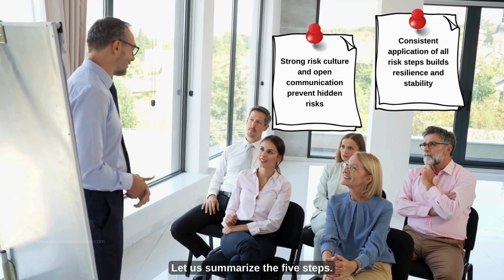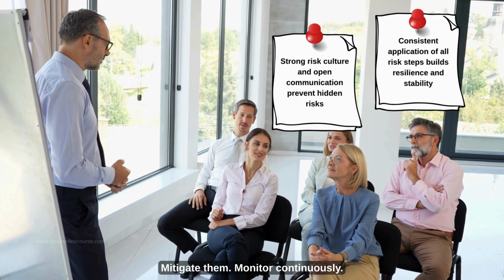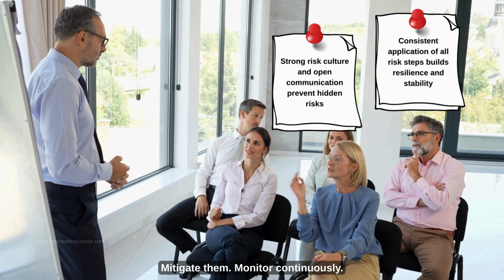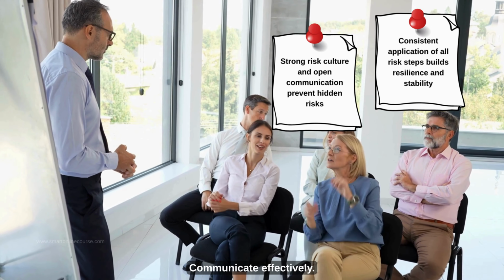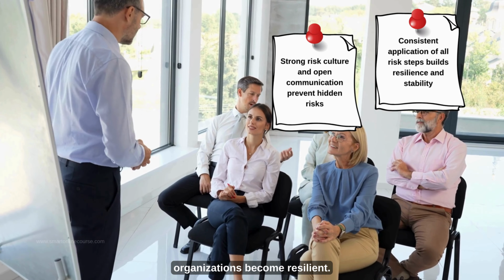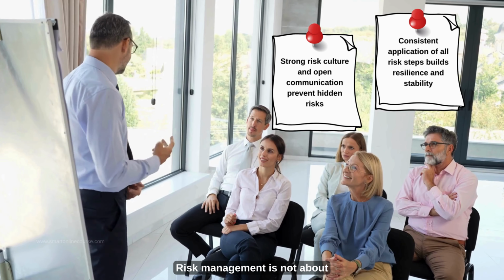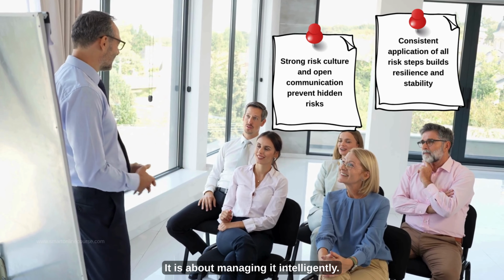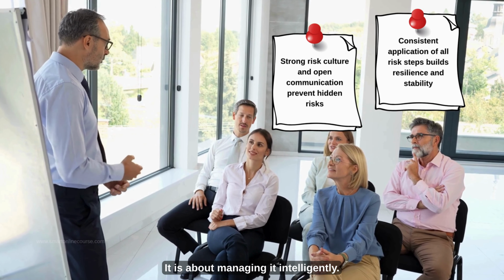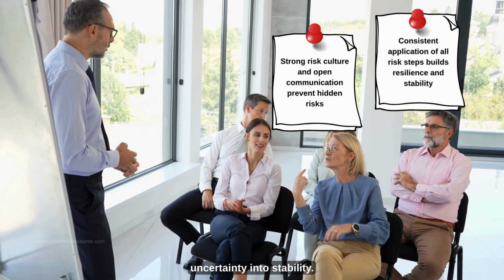Let us summarize the 5 steps. Identify risks. Assess them. Mitigate them. Monitor continuously. Communicate effectively. When these steps are followed consistently, organizations become resilient. Risk management is not about avoiding uncertainty. It is about managing it intelligently. And structured process is what transforms uncertainty into stability.